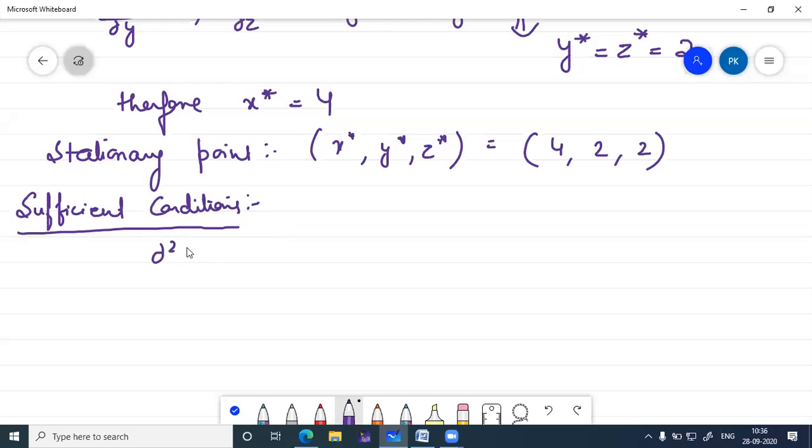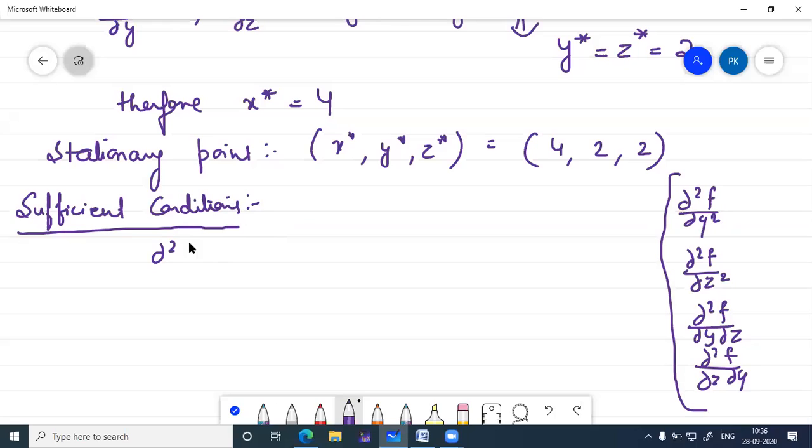So the second derivatives, I will have in total 4 second derivatives: del 2f by del y2, del 2f by del z2, del 2f by del y del z, and del 2f by del z del y. I have to evaluate all these second order derivatives at the points. These are the points here.